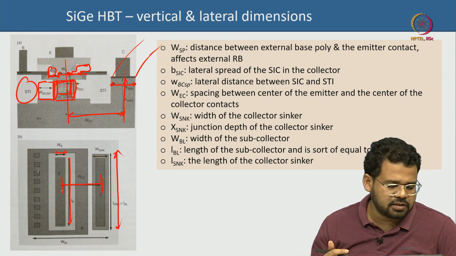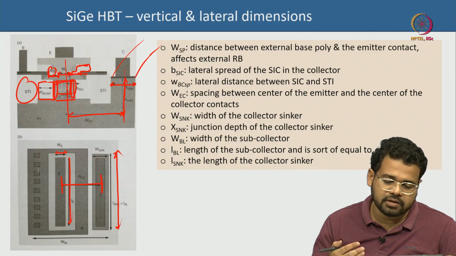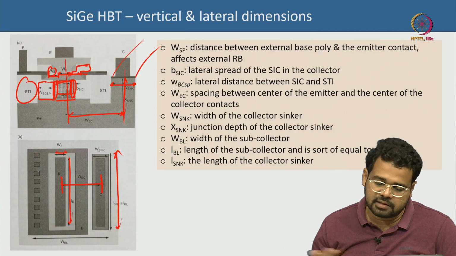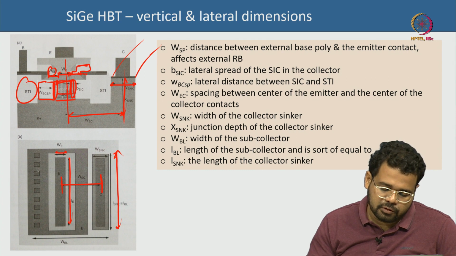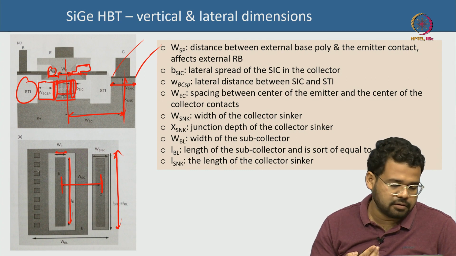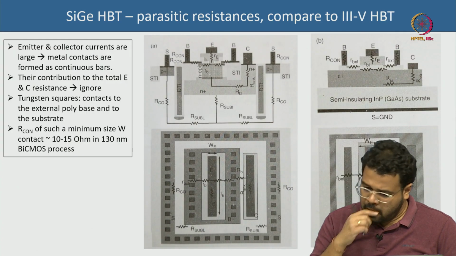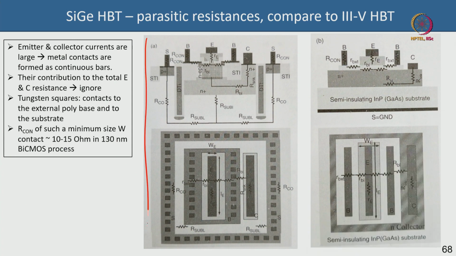So these are the dimensions just to keep in mind, because we are going to discuss the parasitic resistances now. That is why it is generally helpful to remember these different dimensions here. Okay. So now this is basically a silicon germanium parasitic resistance profile. This is a compound semiconductor parasitic resistance profile.